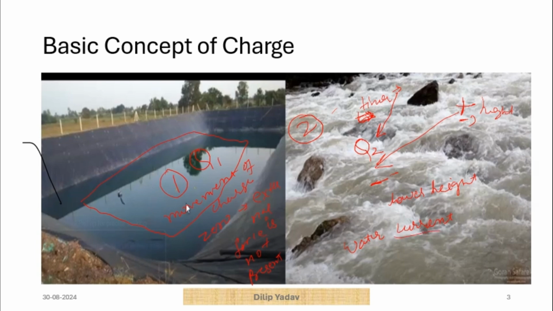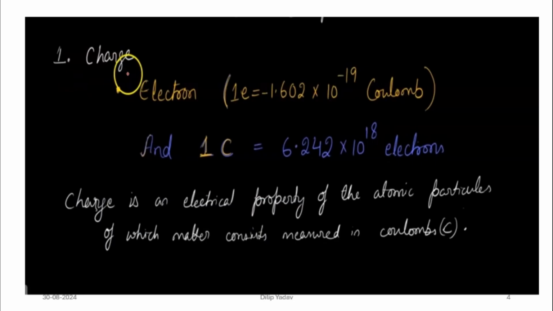The movement of the charge, that we said water current, that is dq upon dt, is current. In basic electrical, it will be easy to understand: the movement of the charge is known as the current. So now, what is a current? What is the charge? The basic thing is that the charge is the electrical property of an atomic particle, of which matter consists, measured in coulombs. One electron is equal to minus 1.602 into 10 raised to power 19 coulomb, whereas 1 coulomb is equal to 6.242 into 10 raised to power 18 electrons.